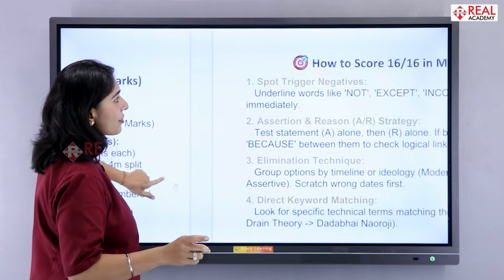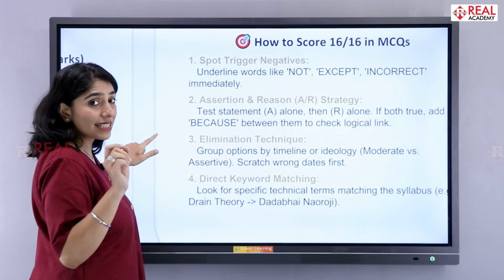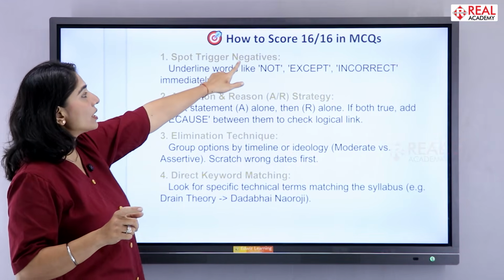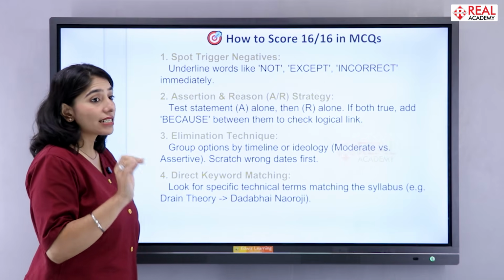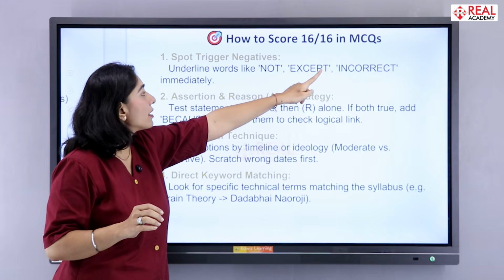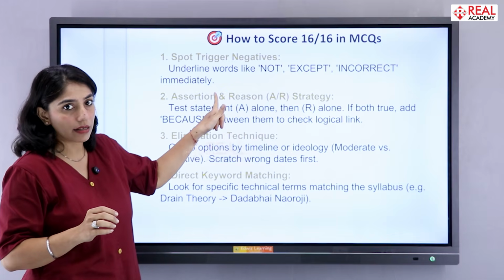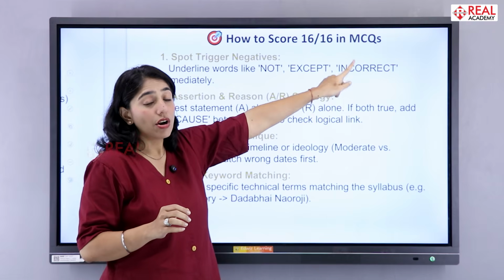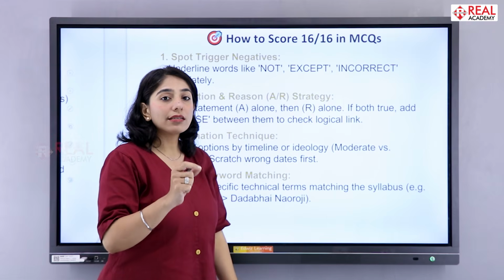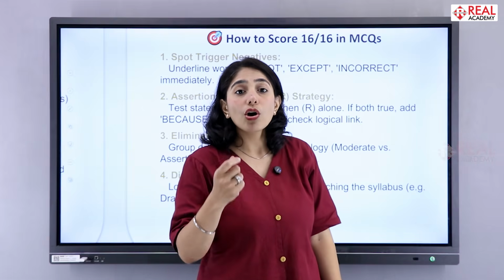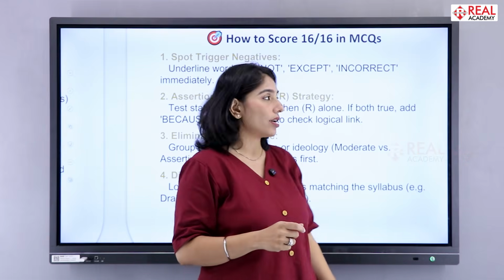So first let us figure out how you score 16 on 16 in an MCQ. First, spot trigger negatives. That means underline each word like not, except, incorrect immediately. If your question contains any of these, remember what the exact output of that question is, or what the demand of that question is here.